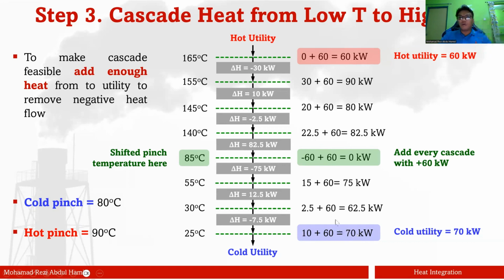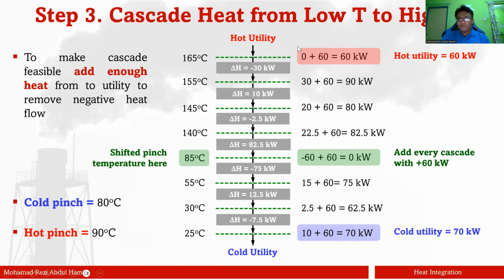Now that we have done all those, at the temperature where the heat is zero, you will have the shifted pinch temperature. Now, 85 here belongs to the cold stream, by the way, because 85 here is basically 80 plus 5. So the hot pinch is 90 because delta T minimum of 10. As simple as that. So basically, the shifted temperature where you will have zero heat flow will be your shifted pinch temperature. But the cold pinch is 80, the hot pinch is 90.